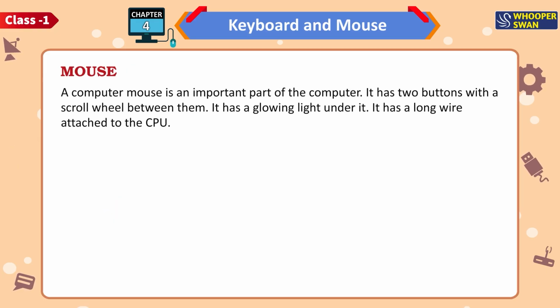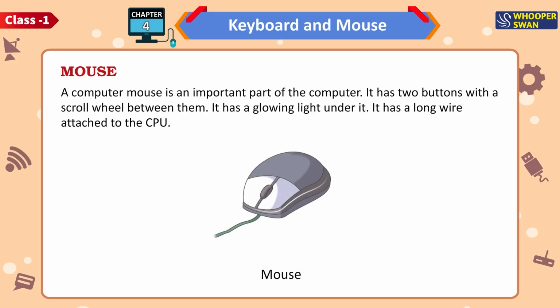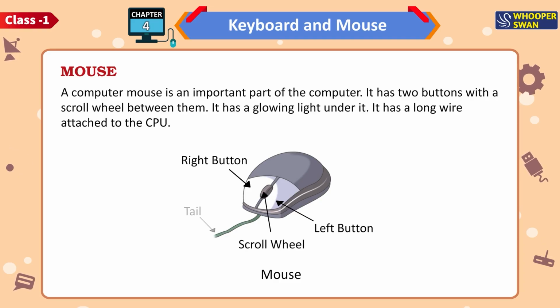Mouse. A computer mouse is an important part of the computer. It has two buttons with a scroll wheel between them. It has a glowing light under it. It has a long wire attached to the CPU. Mouse. Right button. Left button. Scroll wheel. Tail.